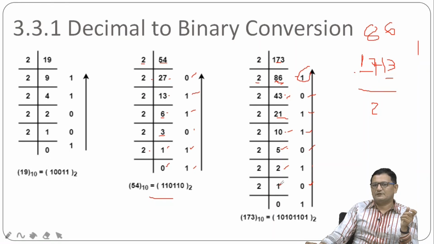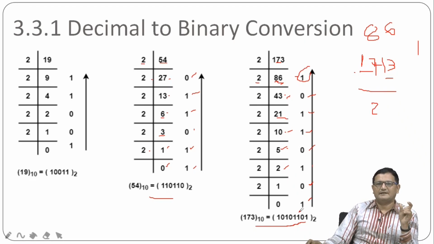2 zeros are 0, so 1 is a remainder. You write all this down in this way: 1 0 1 0 1 1 0 1. So that becomes the binary of 173.